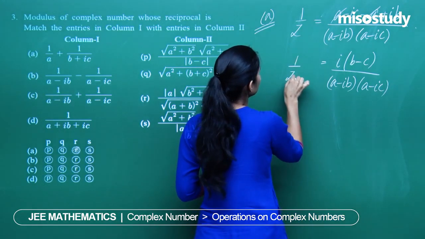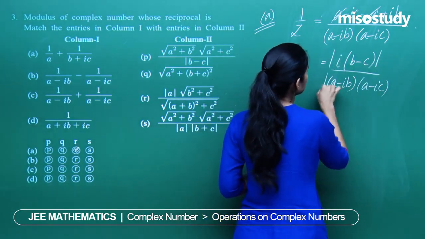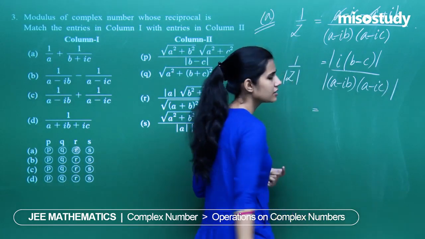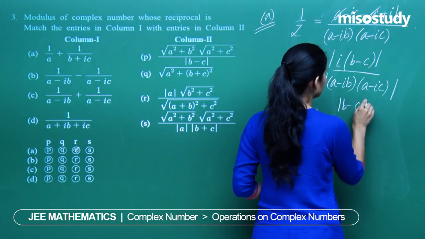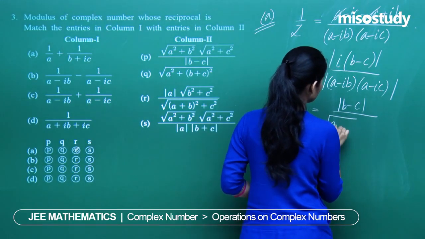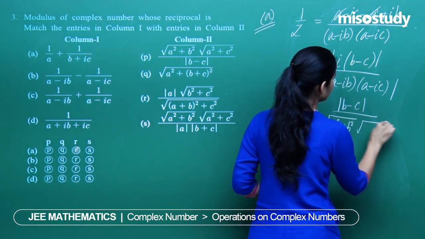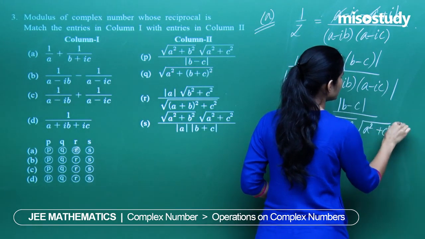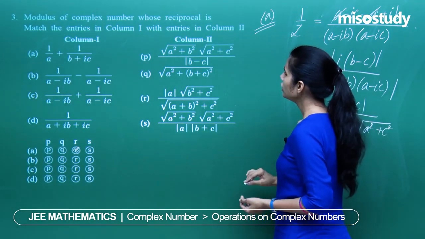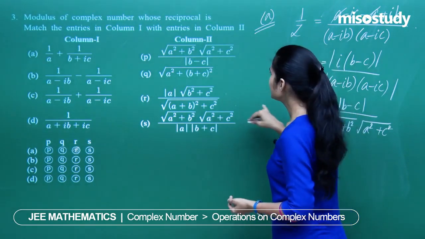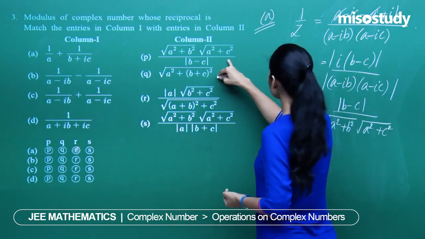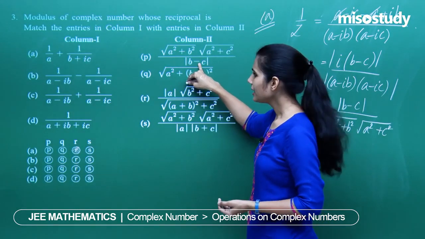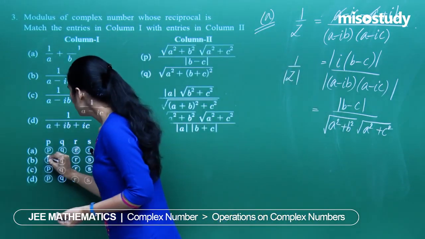So the magnitude will be what? Magnitude of this upon magnitude of this, right? Mod of iota is 1, so this just becomes mod of b minus c upon under root a square plus b square into under root a square plus c square. So you basically get mod z equals the reciprocal of this, which is under root a square plus b square into under root a square plus c square upon mod of b minus c. So b gets matched to p.